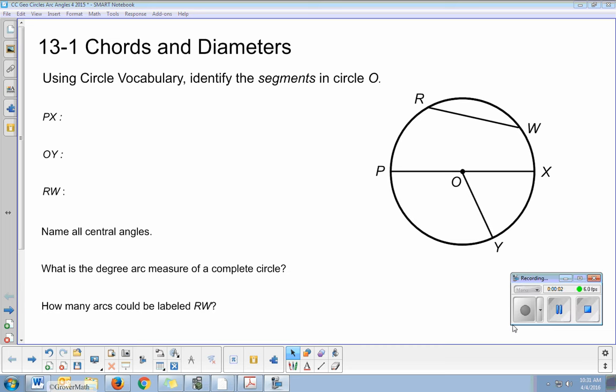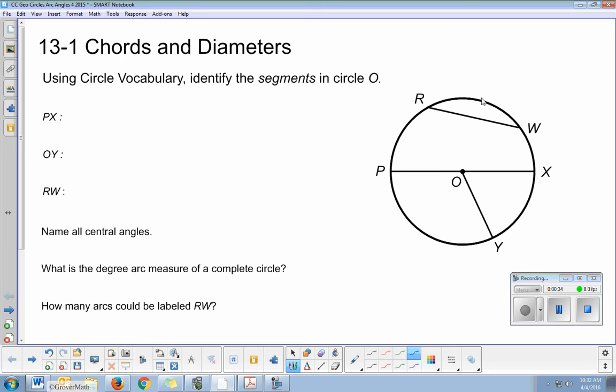Geometry, Unit 13, Section 1, Chords and Diameters. The first thing we need to do in this chapter and the next chapter, 13 and 14, which are all about circles. We spent a lot of time talking about triangles this year, and then we spent some time talking about parallelograms, quadrilaterals. Well, now we're really diving into circles to finish off this year. And before we even get into that, we really need to talk about the different vocabulary we're going to see in circles, some of which you should know, and some of which is probably new to you.